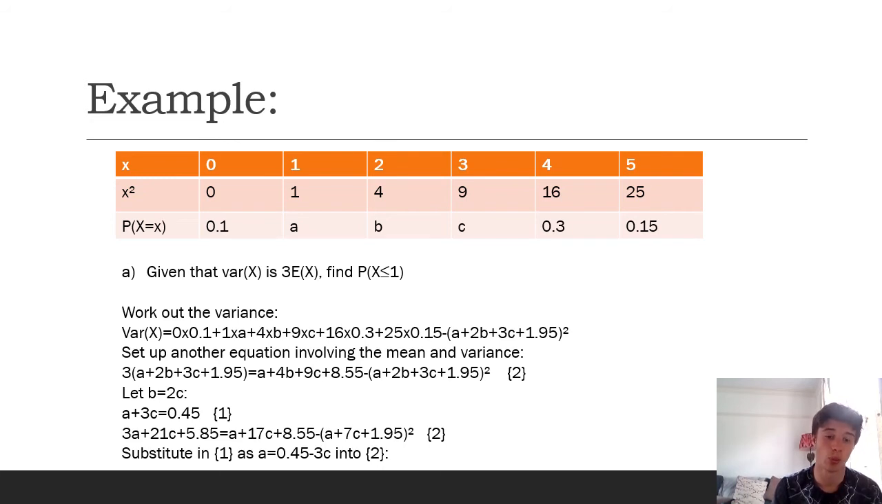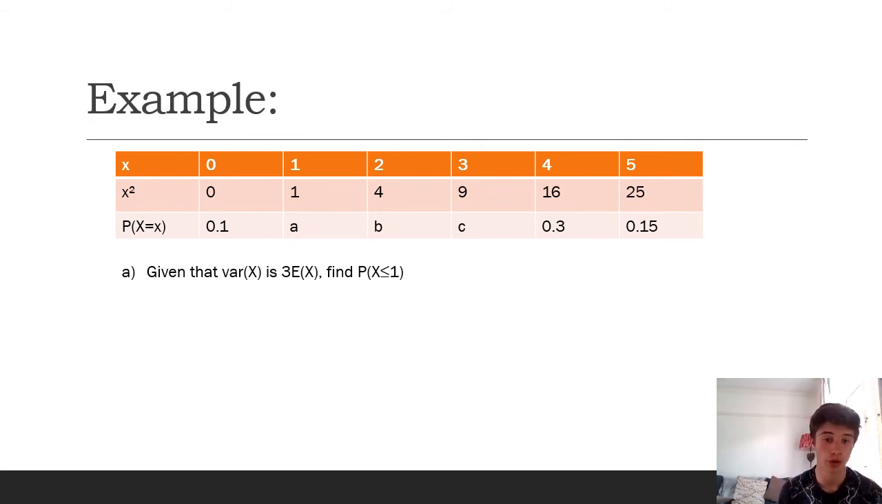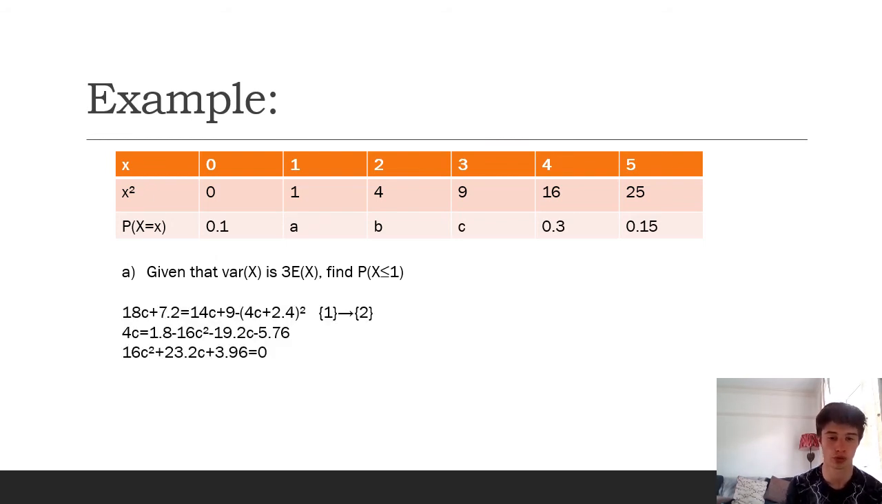Now we can substitute 1 into 2 to find where they overlap, because there's only two unknowns here and we have 2 equations to solve simultaneously. It's not very nice to just eliminate, so I'll substitute, having rearranged to a equals 0.45 minus 3c. So every time I see an a, I will replace it with that, and there should be no a's left. So yeah, there's no a's anymore now, and we just have a quadratic in terms of c here.